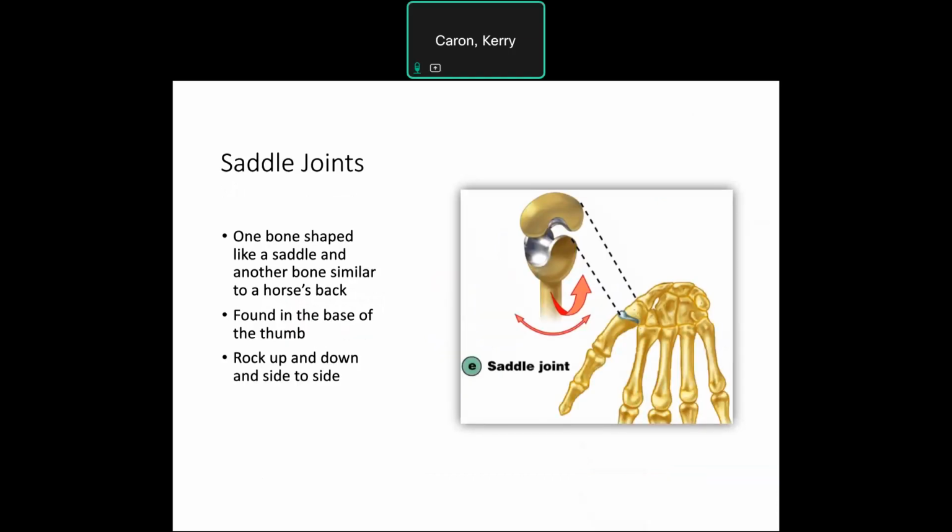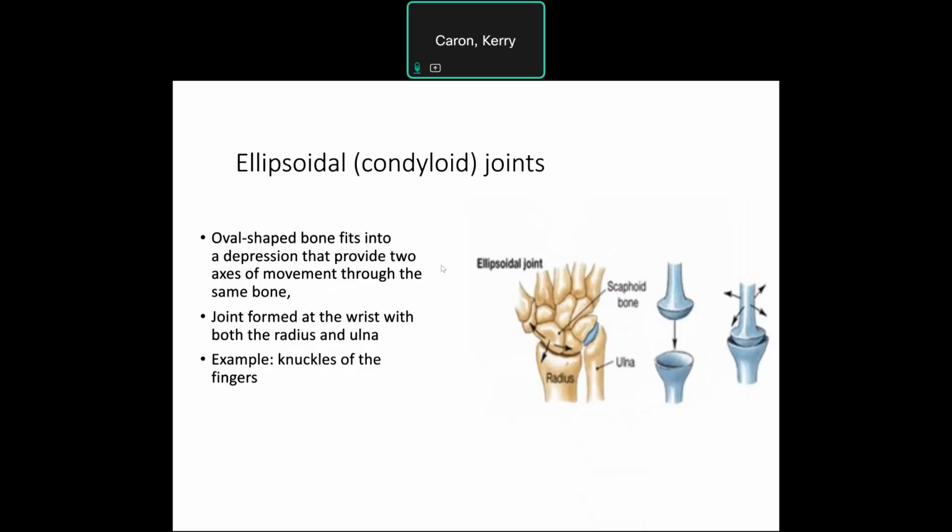Your saddle joint, and you can see this depiction here in the picture, one bone is like a saddle fitting into a horse's back. That's found at the base of the thumb, and it rocks side to side, up and down, side to side. Ellipsoidal or condyloid joints are oval. They have a depression, and it has a curved area, almost like it fits perfectly, okay? These are the knuckles of the fingers.